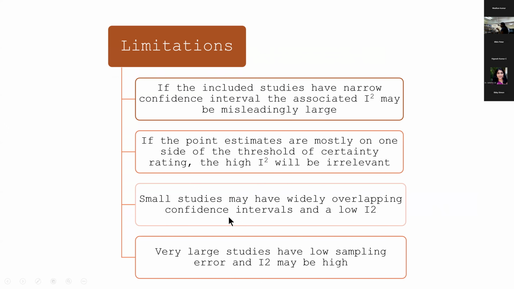And the third thing is, small studies will have wide overlapping confidence intervals, so your I-square will intrinsically become small. On the other hand, large studies have low sampling error and I-square will become very high. So you can see that I-square actually depends very much on your precision, that is your confidence interval.